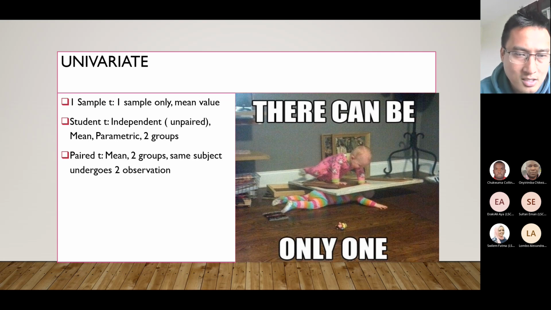A student t-test is like unpaired. Two different groups are compared. If it is the same group, it's a one sample. Student t is independent, unpaired, different. If it is paired, where the same subject undergoes two observations, that's a paired t. So there are three different types of univariate. Okay, is this clear to everyone? Univariate.